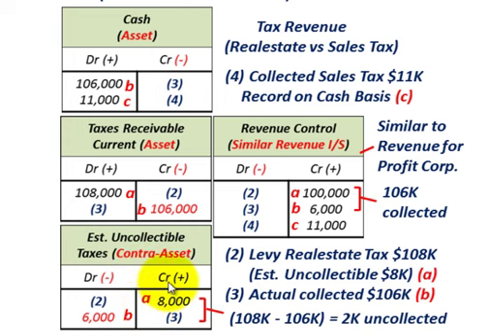So the only thing we want to take away from this here is that when you're dealing with governmental accounting, this revenue control account, you can only recognize revenue when it's available and measurable. Okay, so that'll summarize our governmental accounting here for revenues.